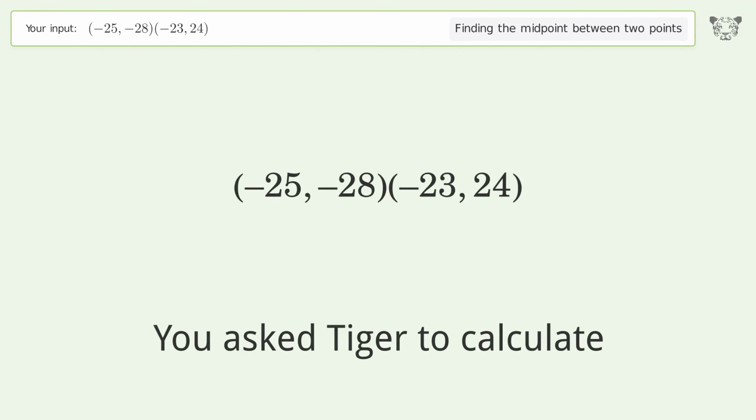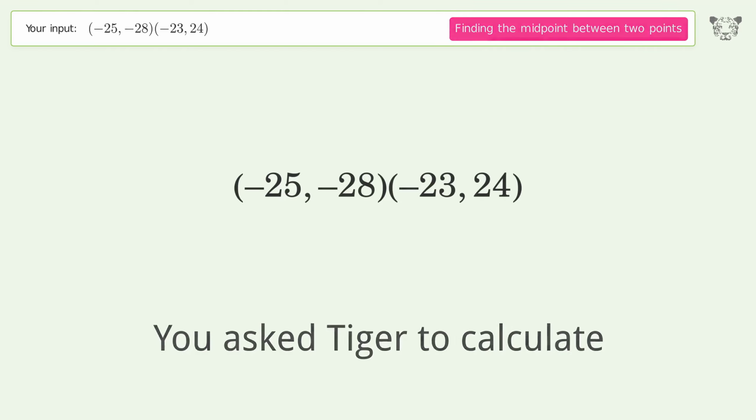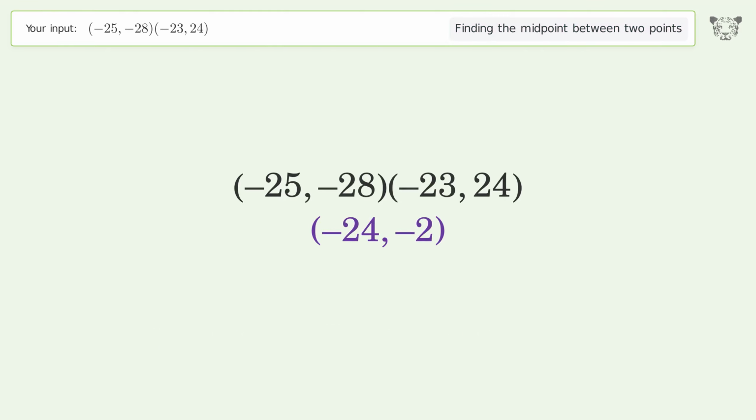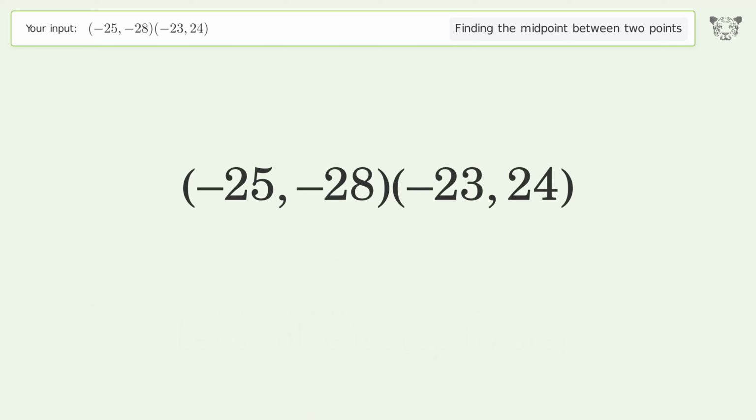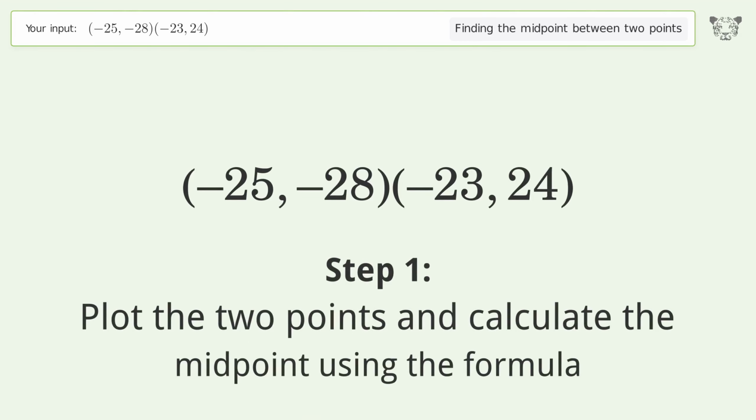You ask Tiger to calculate. This deals with finding the midpoint between 2 points. The midpoint between the 2 points is -24, -2. Let's solve it step by step. Plot the 2 points and calculate the midpoint using the formula.